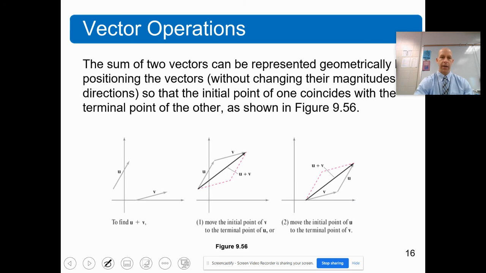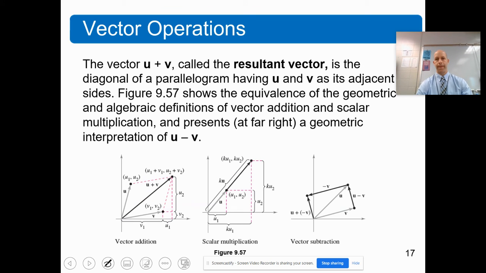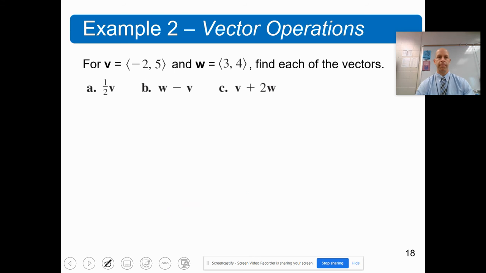So we can add. If I add vector v to vector u, then we start here with u, we go up u, and then we go over v. So there's our addition. The u plus v is called the resultant vector, the diagonal of the parallelogram. So you'll see here some examples of the resultant vectors. We can also do subtraction, which is basically addition of the opposite.